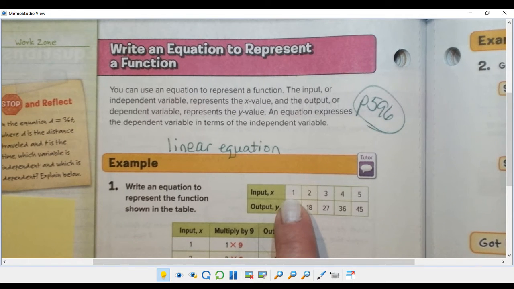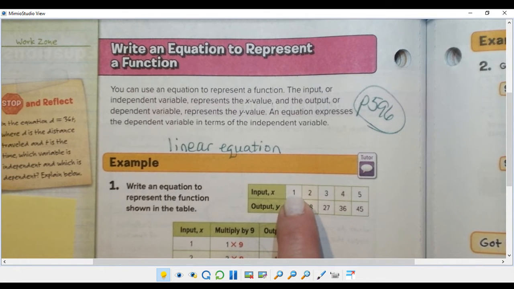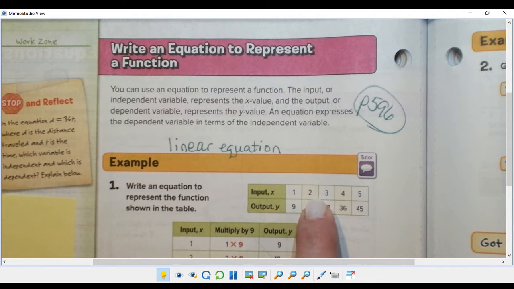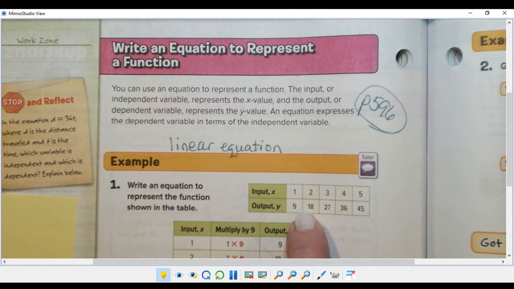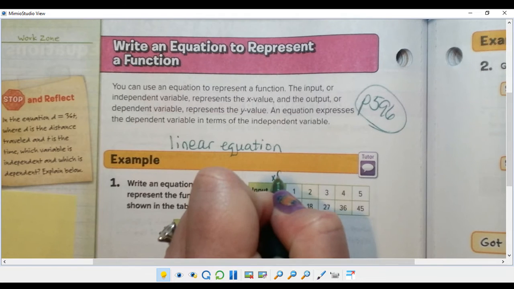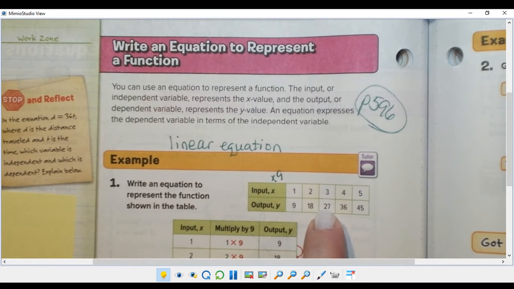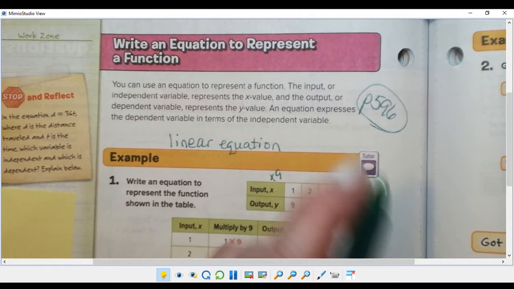We can follow what we were doing yesterday. How do I get from my top line to my bottom line? Well, I could add 8, or I could multiply by 9. So let's go to our second situation and see what that is. If I do 2 plus 8, does that give me my y? No. If I do 2 times 9, does that give it to me? Yes. So I think our pattern is going to be times 9. Let's see. 3 times 9, that works. 4 times 9, that works. 5 times 9, that works.